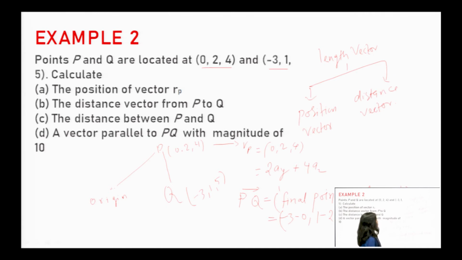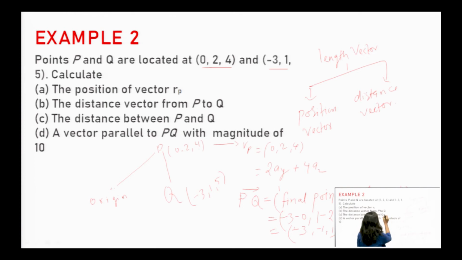We need to perform individually. So, now we are considering the z component of final point, that is 5. So, 5 minus initial point, z component of initial point is 4. After simplifying, we can write it as minus 3, minus 1 and 1. This is in point form. We can represent this in a vector form also.